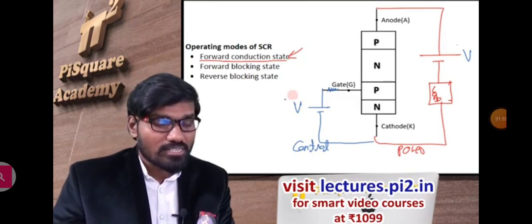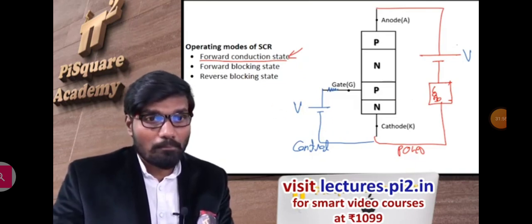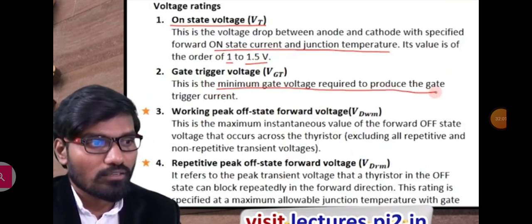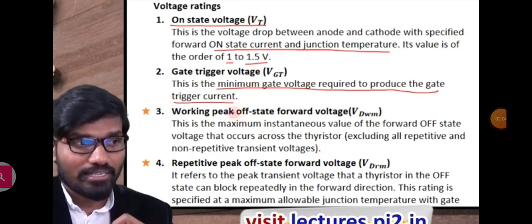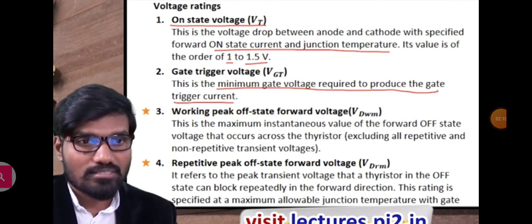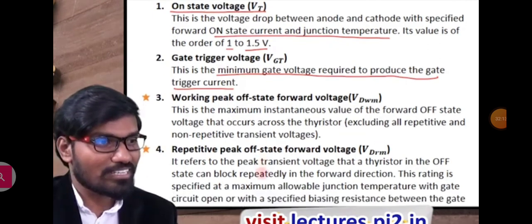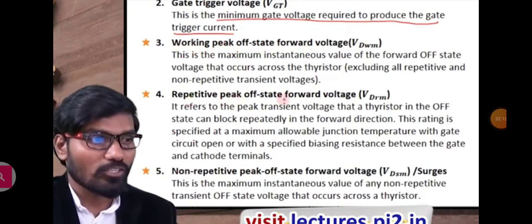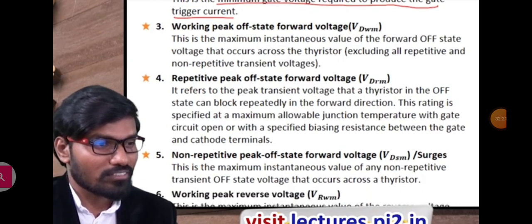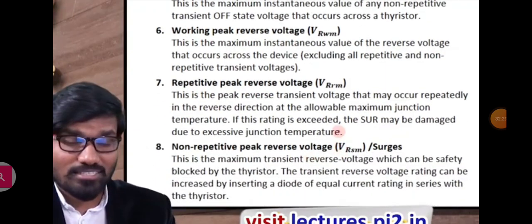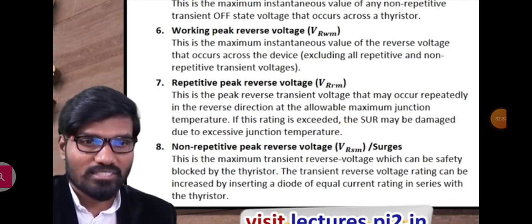And we have the control circuit for the gate. What is the minimum gate voltage required to produce a triggering current? Gate triggering current, how much is the minimum voltage required? These are the two ratings. And then these are the main points: working peak off-state voltage, repetitive peak off-state, non-repetitive peak off-state, reverse repetitive peak, non-repetitive peak. Let me explain all these things with the help of a simple animation.